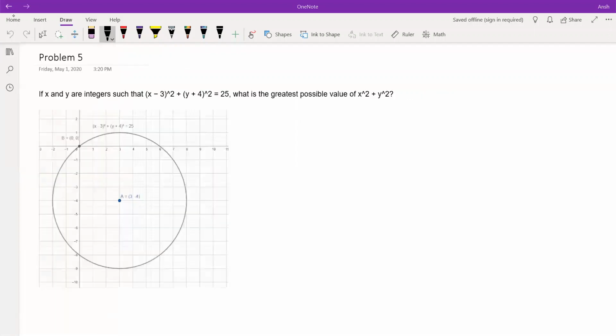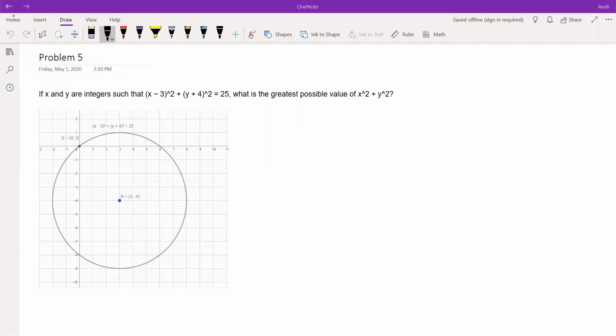All right, so our next problem is a lot more competition oriented and isn't as easy as the previous few. This problem is basically asking: if x and y are integers such that (x minus 3) squared plus (y plus 4) squared equals 25, what's the greatest possible value of x squared plus y squared? As you should have known from the handout, something of the form (x minus a) squared plus (y minus b) squared is a circle. And this specifically is a circle centered at (3, -4), as shown in the diagram over here.